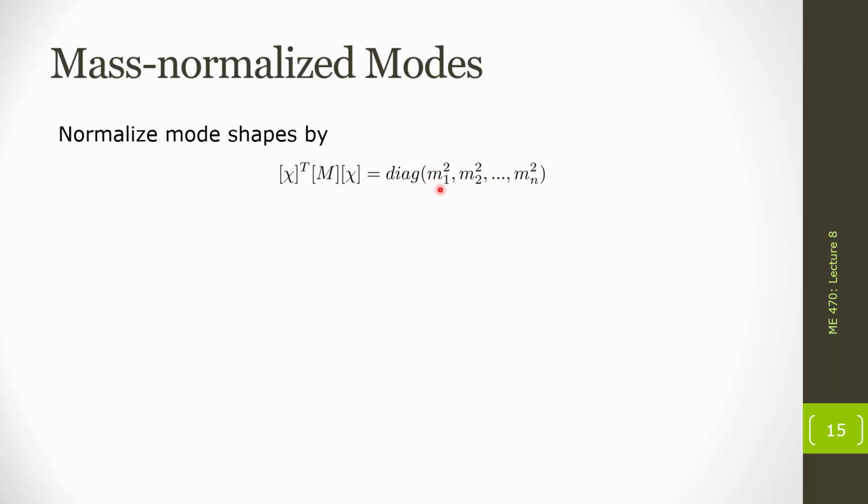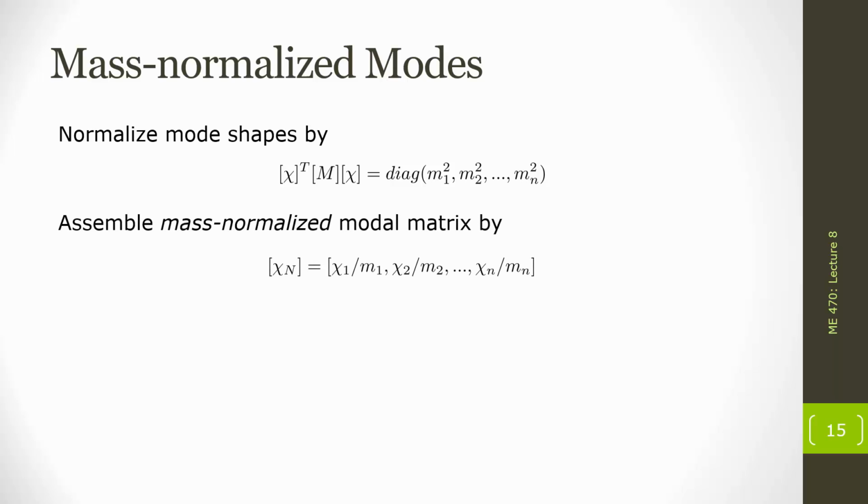And on the main diagonal, we are going to call the entries m1 squared, m2 squared, m3 squared, to mn squared, depending on how many degrees of freedom we have. Now, depending on the scaling of chi, these m1, m2, m3 are going to be different, and that's kind of the point here: we're going to be rescaling the values of chi depending on what we find for these m values. Because the next step is assembling what I'm calling the mass-normalized modal matrix.